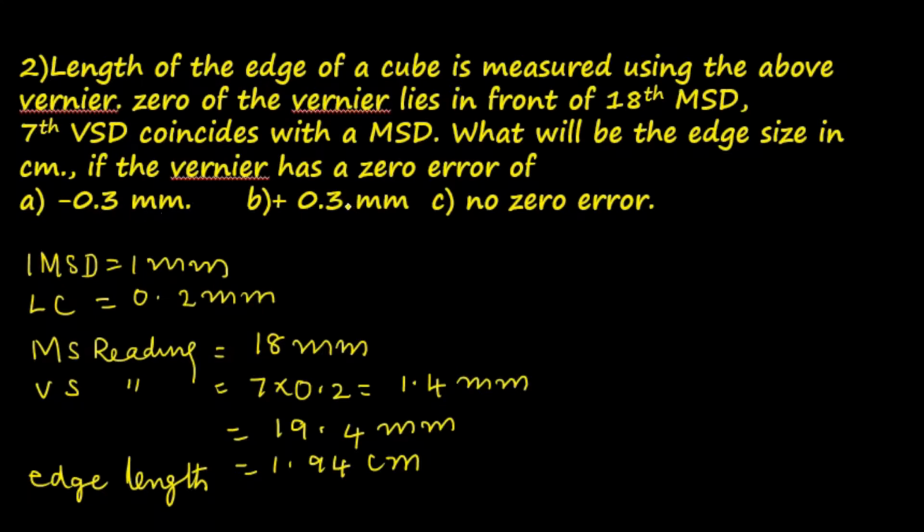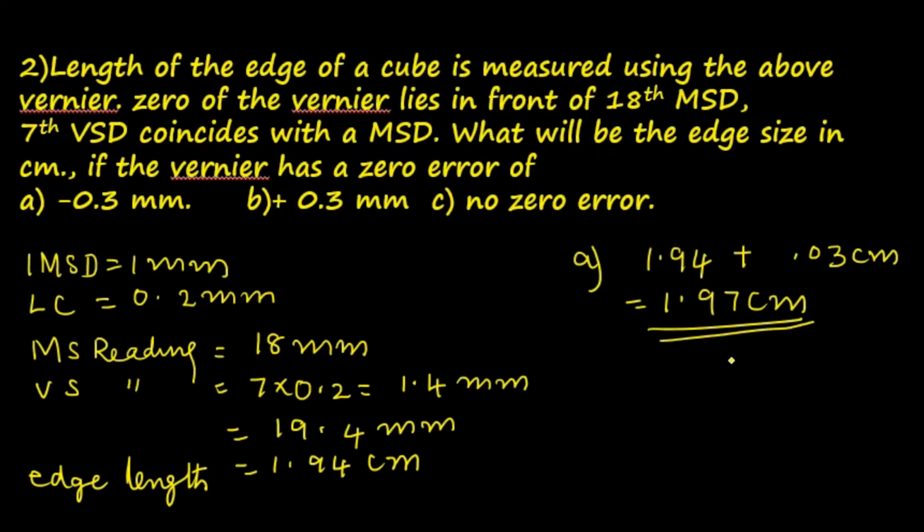Now correction for zero error. For negative zero error, correction is positive. So answer for A: 1.94 plus the error, which is given in millimeter, so plus 0.03 centimeter. This value becomes 1.97 centimeter. For section B, the error is positive.